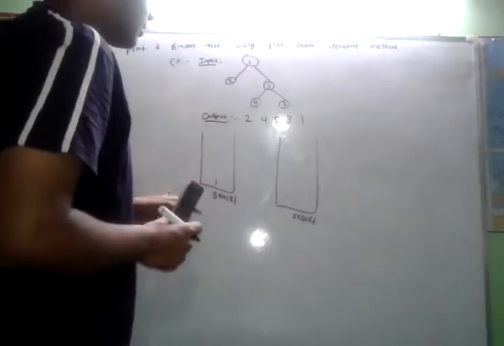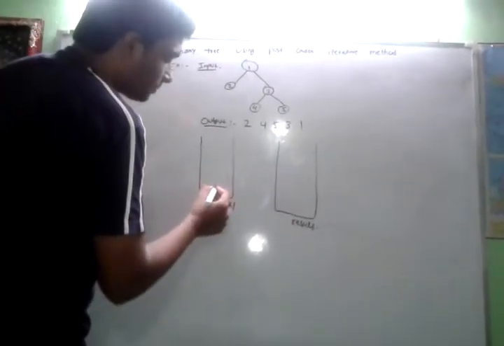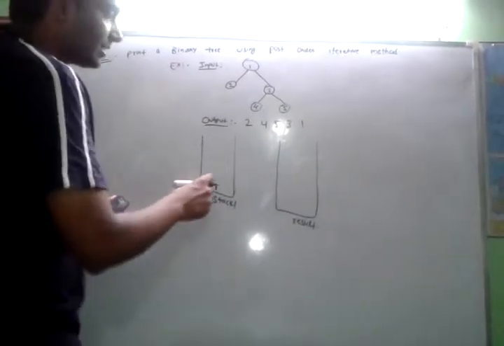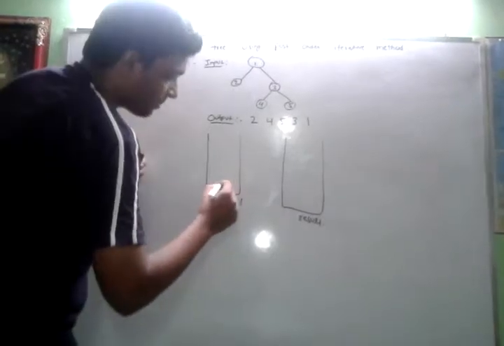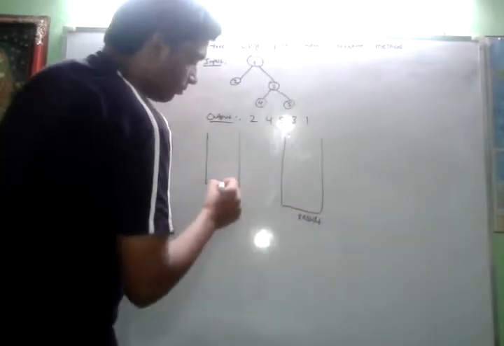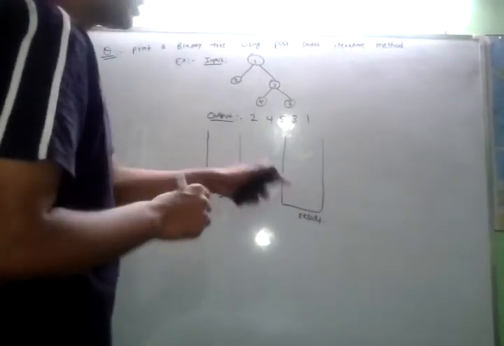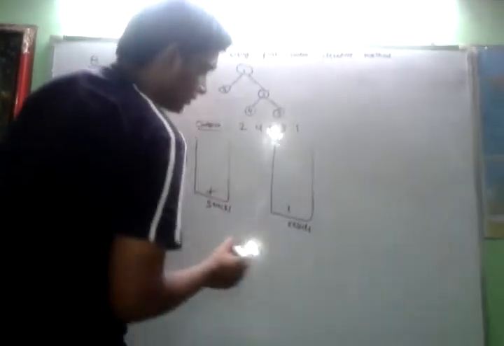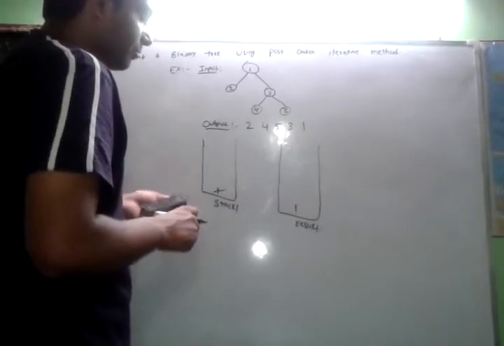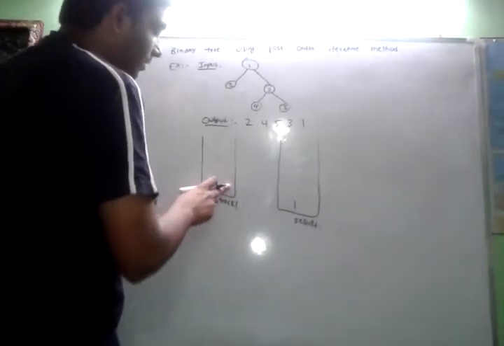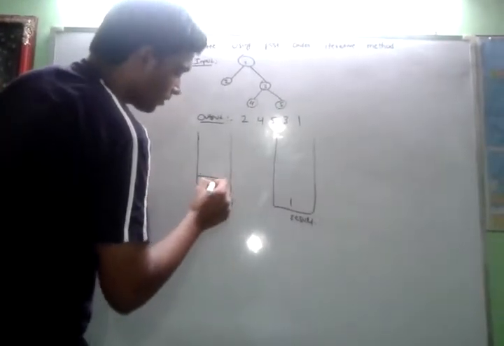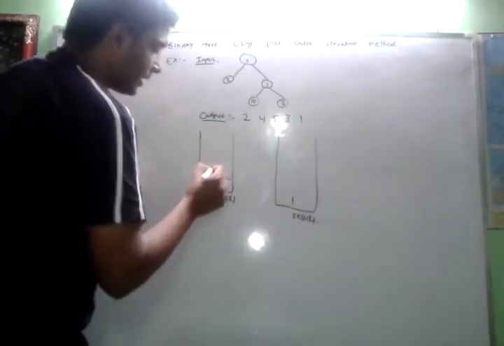After that, pop the element from the stack and go to its left and right. So we pop the element from the stack, which is 1. We put that popped element into the result stack, which is 1. Now we have popped the element from stack 1, so now go to its left, which is 2, and go to its right, which is 3.